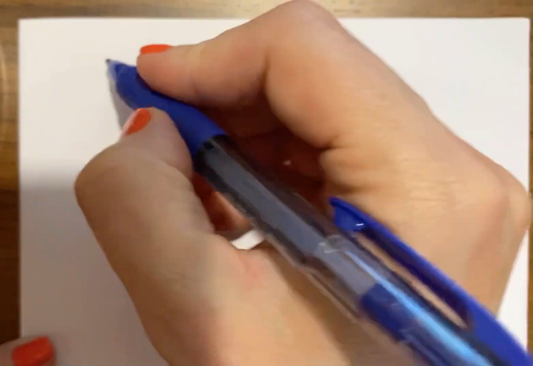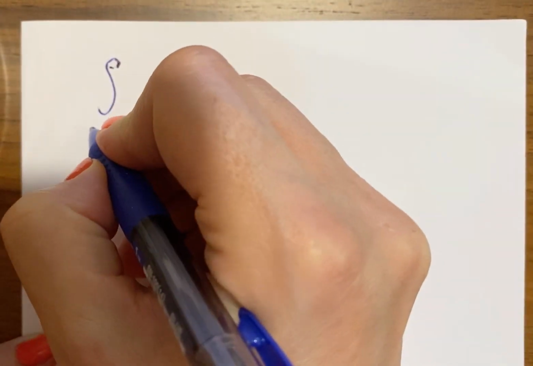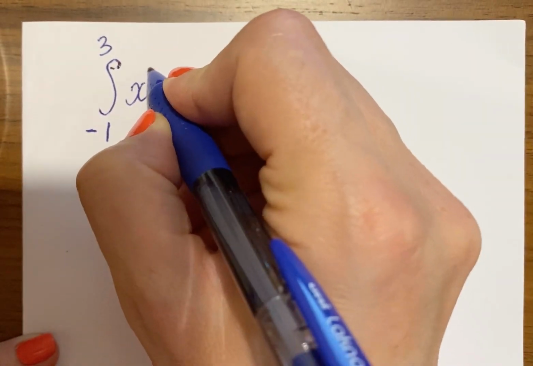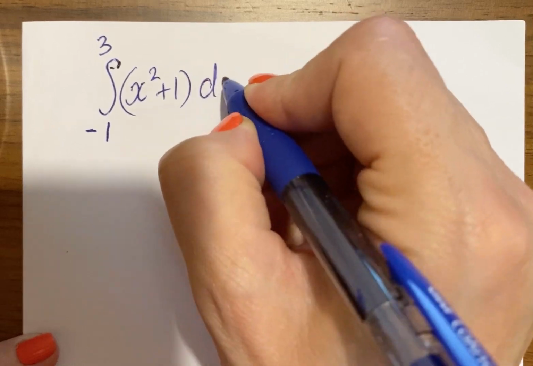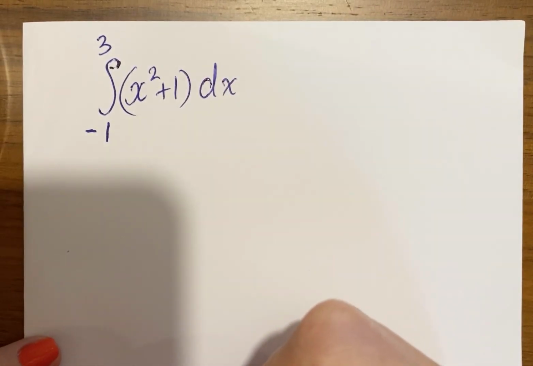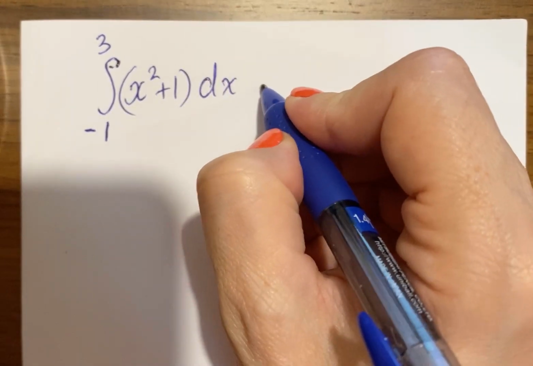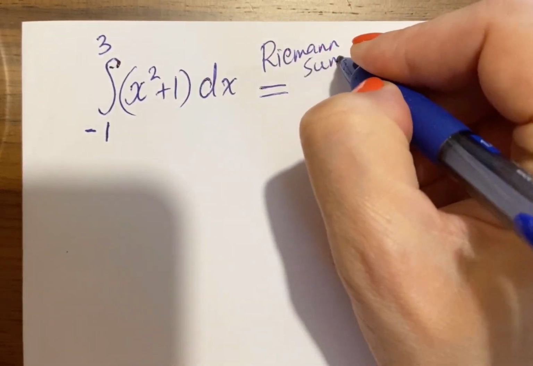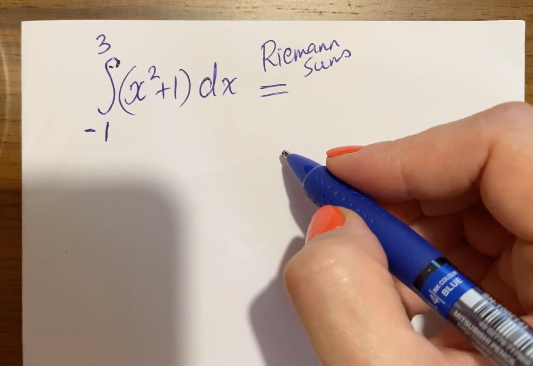Now, for example, let me give you an example. Let's assume we wanted the definite integral from minus 1 to 3 of x squared plus 1 dx. All right, let's find it by using Riemann sums, the old method. It's like a revision for section 4.4.